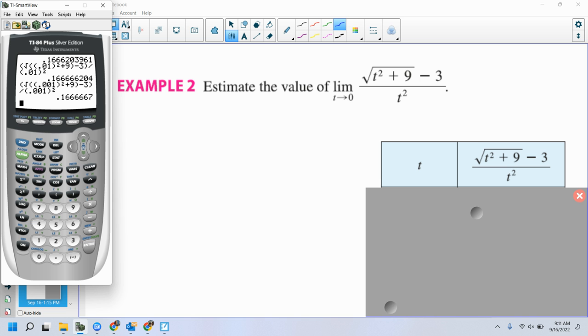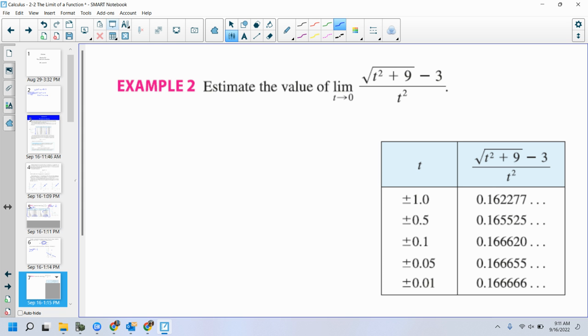Now, this is what I was going to talk about before. From the top end, it looks like it's converging to 0.16 repeating. From the bottom end, look at the equation. If I were to plug in negative 0.1, wouldn't that evaluate to be the exact same thing as positive 0.1, because I'm squaring it, right? If I evaluated negative 0.01, it would come out to be the same thing as positive 0.01 because I'm squaring it. So actually, this is what the book shows, plus or minus those values.